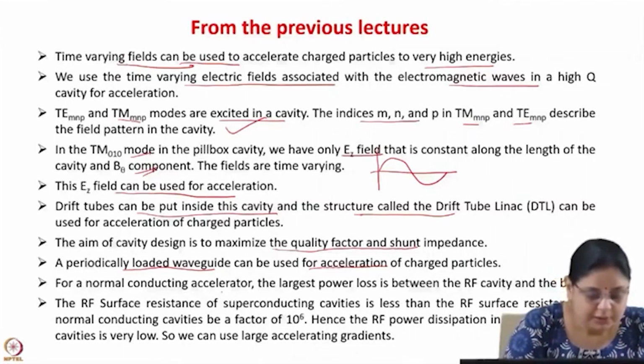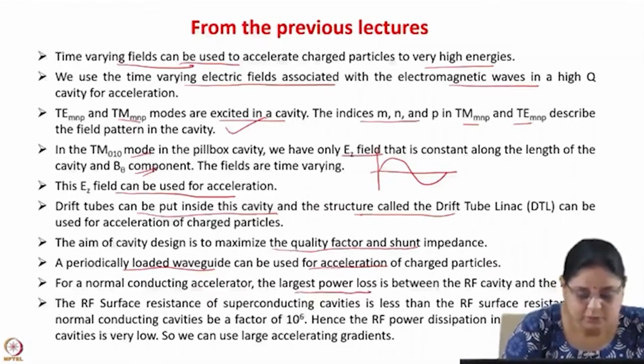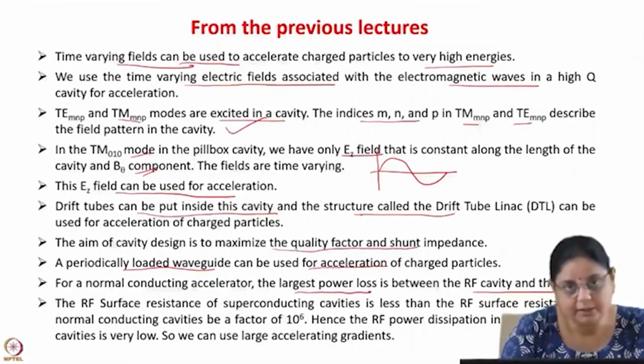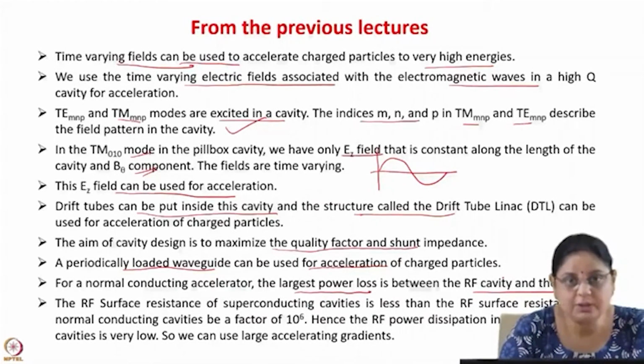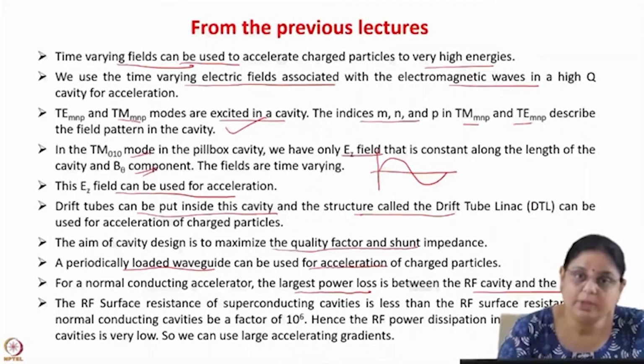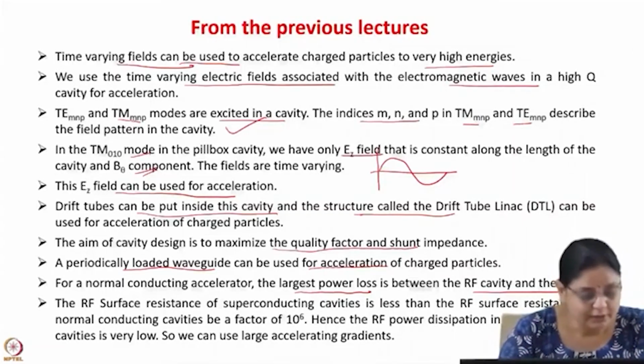For a normal conductor accelerator, the largest power loss is between the RF cavity and the beam. So we have seen typical efficiencies of normal conducting accelerators are in the range of 20 to 30%. So whatever power is fed into the cavity, out of that only 20 to 30% goes to the beam. The remaining is dissipated in the cavity walls.